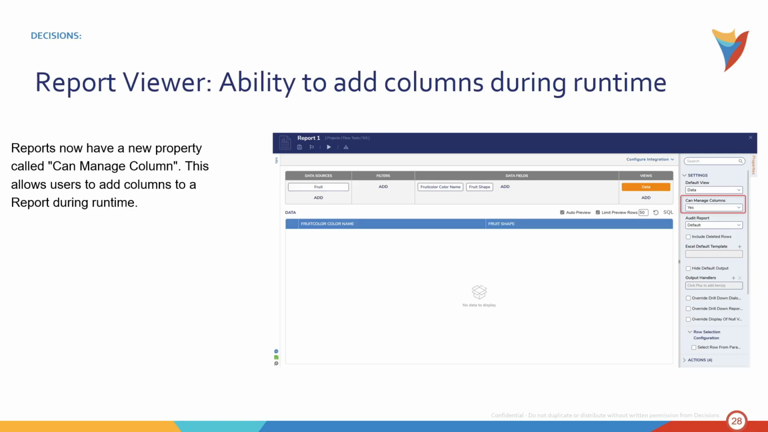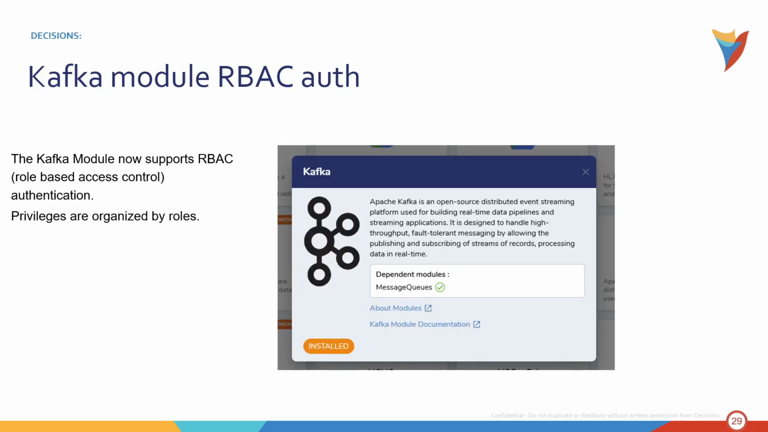We also have the Kafka module update, which is a role-based access control authentication. This is going to provide enhanced security by controlling access based on roles rather than users. You can manage permissions more efficiently and ensure that only users with the proper roles can perform certain actions. As users' roles change, their access levels automatically adjust without requiring manual updates to permissions. This update is going to improve how access to the Kafka module is controlled, making it more aligned with role-based security processes.